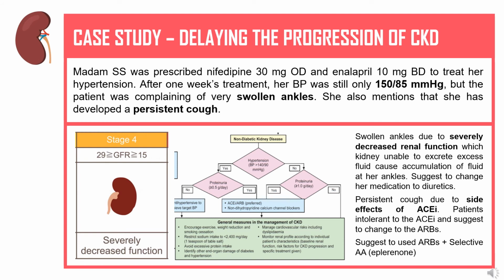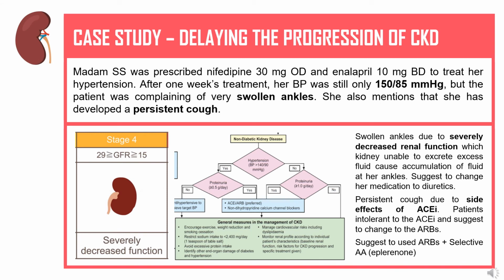After 1 week of the treatment, her blood pressure was still 150/85 mmHg, but the patient was complaining of very swollen ankles. She also mentioned that she has developed a persistent cough. From the previous discussion, we already classified Madam SS as stage 4 chronic kidney disease due to her GFR value within the range of 15 to 29. Thus, the swollen ankles are due to the severely decreased renal function, where the kidney is unable to excrete excess fluid, which caused accumulation of fluid at her ankle.